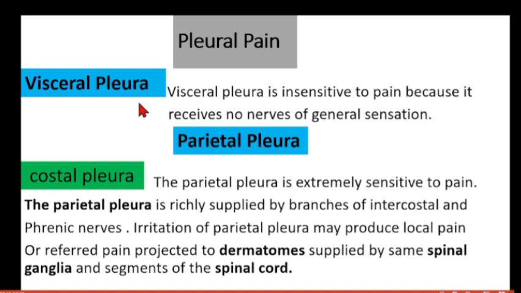Visceral pleura is insensitive to pain because it receives no nerves of general sensation. Parietal pleura, outer layer of the lung.